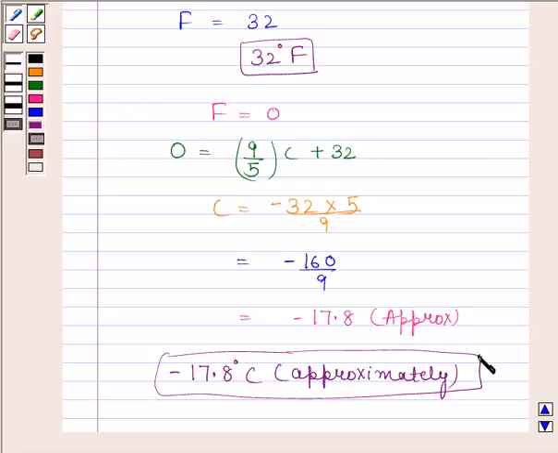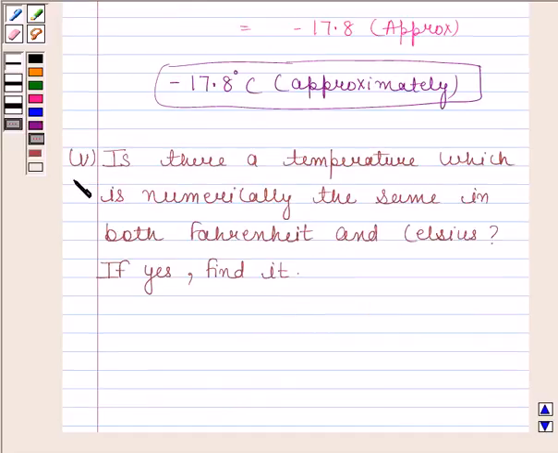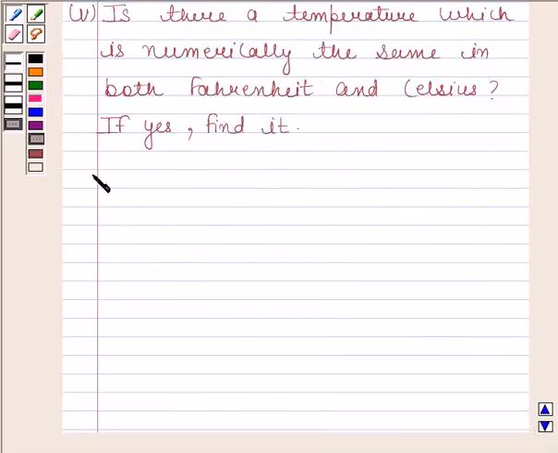This is our required answer. So this completes the fourth part. Let's now do the fifth part. Fifth part is, is there a temperature which is numerically the same in both Fahrenheit and Celsius? If yes, find it. Let's now begin with the solution.